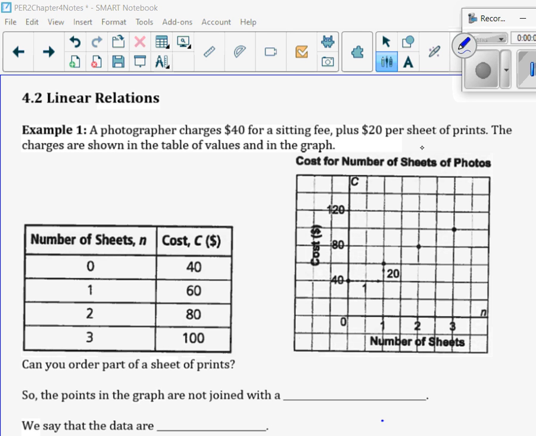Right, linear relations. So now we're going to put it all together, the graphing, the tables, the equations, and answer questions. So, example 1. A photographer charges $40 for a sitting fee plus $20 per sheet of prints. The charges are shown in the table and in the graph. So you can see that if you don't order any sheets, you get charged $40. And then for each sheet, it's an additional $20. So you can see that this is going up by $20.